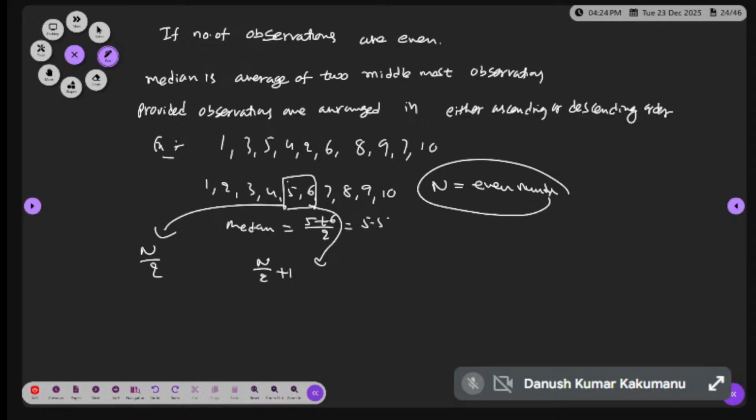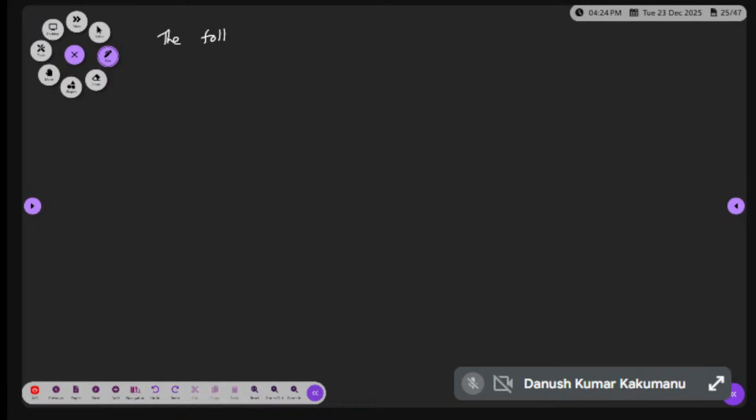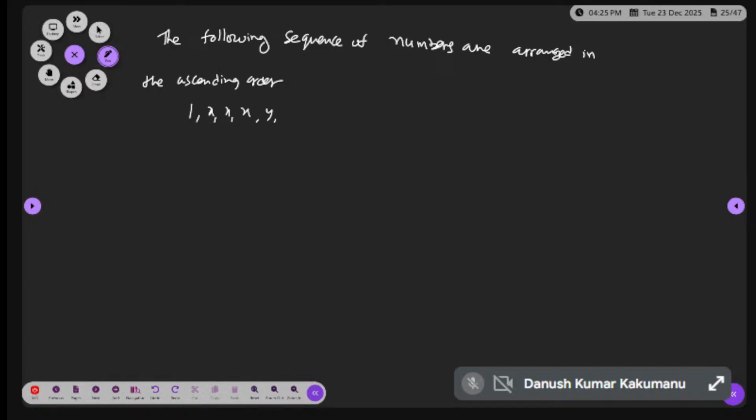Write down the next question. The following sequence of numbers are arranged in the ascending order: 1, x, x, x, y, y, 9, 16, 18.